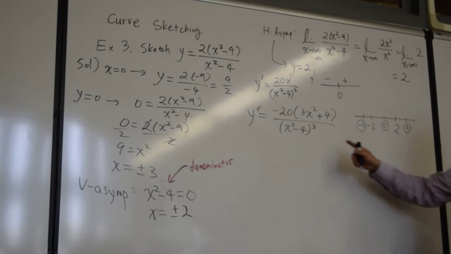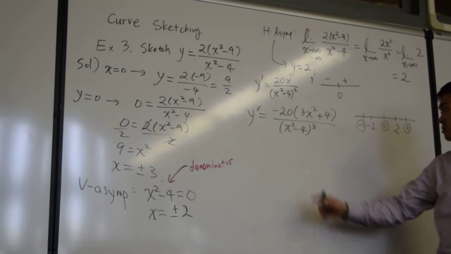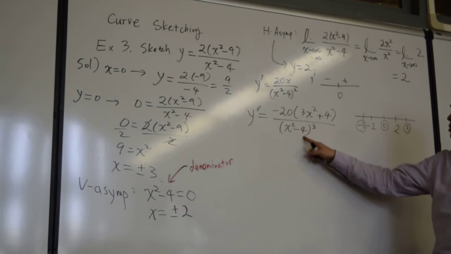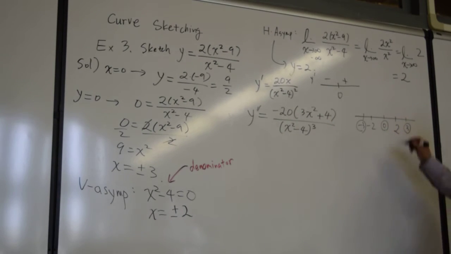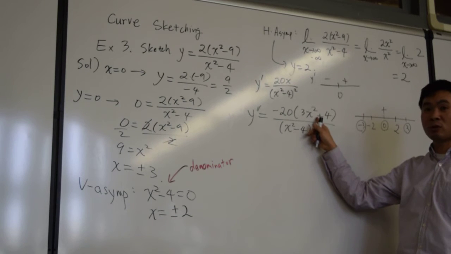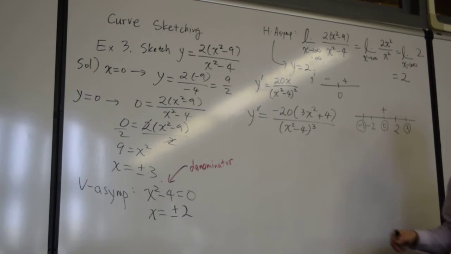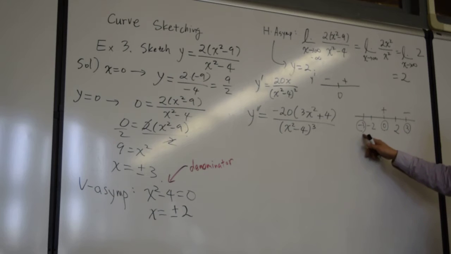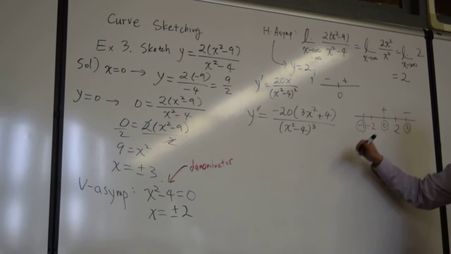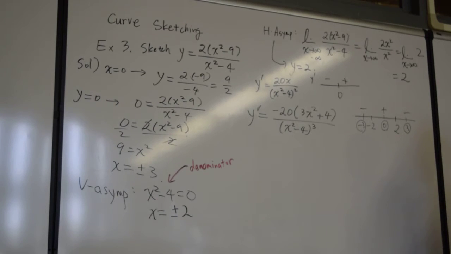Plug these values into the y double prime. And you're going to get, if you plug in 0, that's negative over negative, so it'll be positive. If you plug in 3, that's 9 minus 4, that's positive. This is negative, that's always positive. Negative divided by positive, that's negative. And if you plug in negative 3, it's still the same thing because it's a 9. So it'll be a negative before.